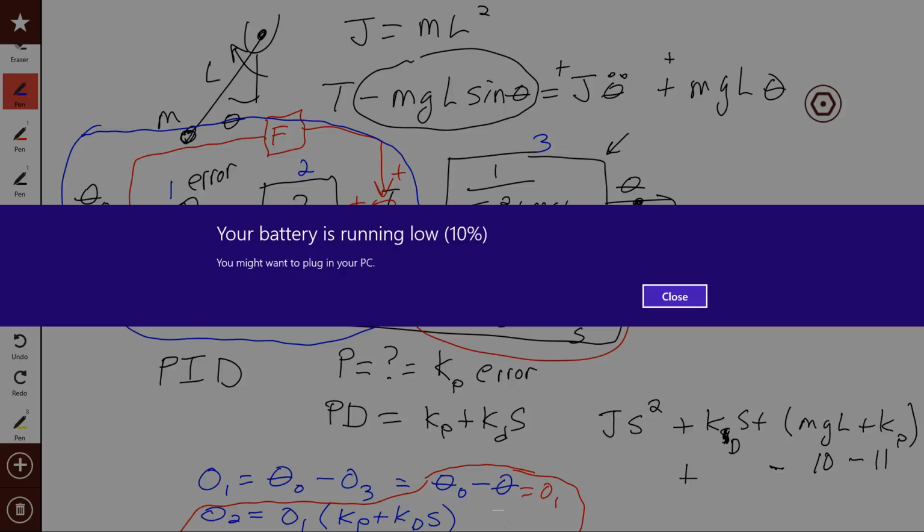Isn't that true? So the Arduino will give it a voltage, right? And the voltage then gets applied to the motor. The motor then generates a torque. See how that works? And then the torque is applied to the pendulum. Pendulum moves.